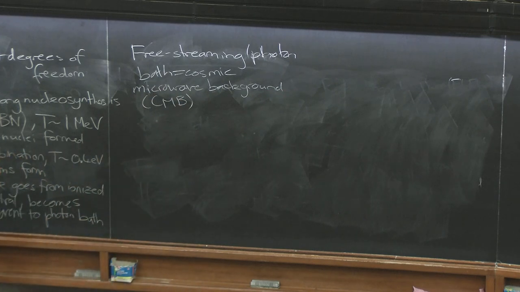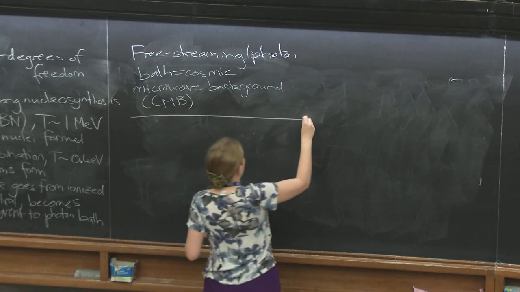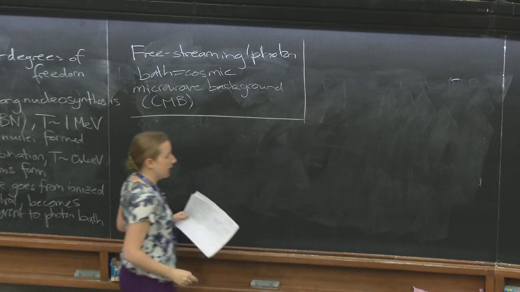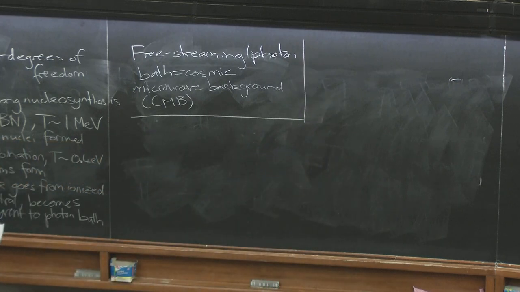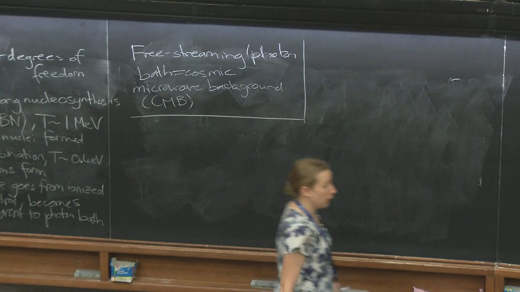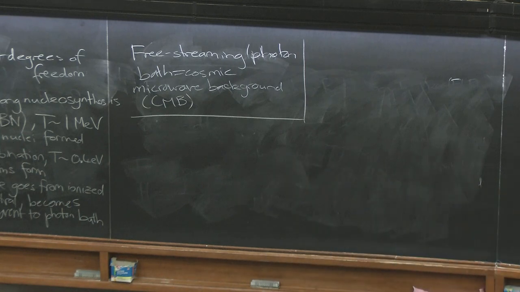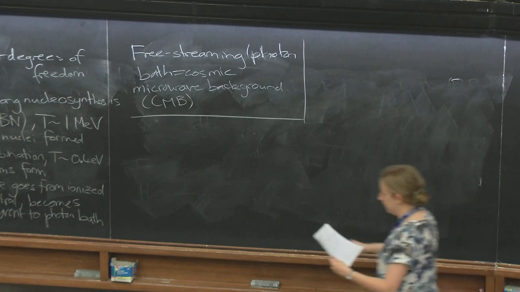So we have these two epochs. The observable from the first epoch is the present-day abundances of the light nuclei. The observable from the second epoch is these photons that are produced. Both of these epochs set a constraint on just rho radiation, on this parameter, but at early times.